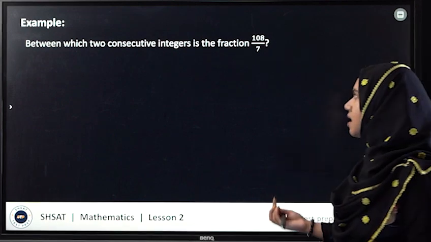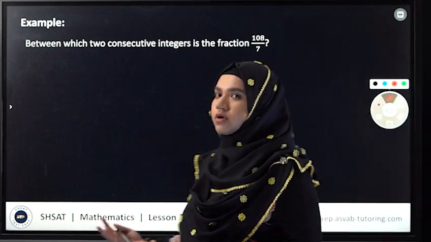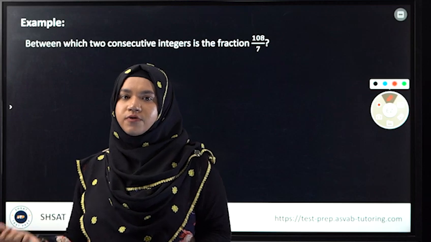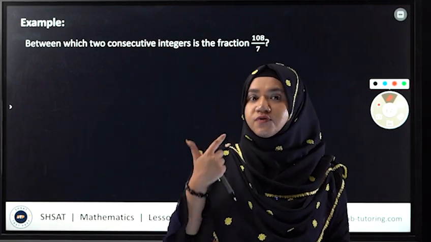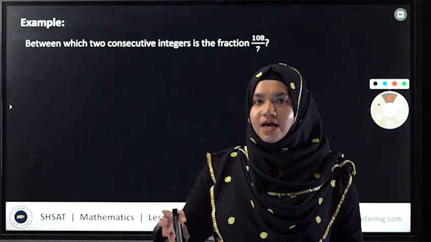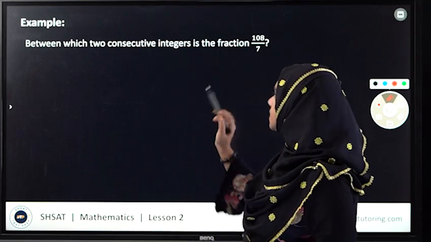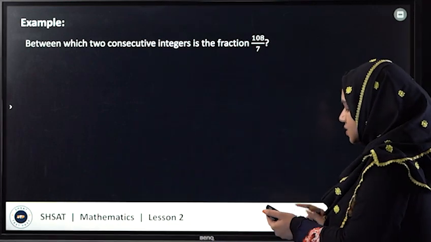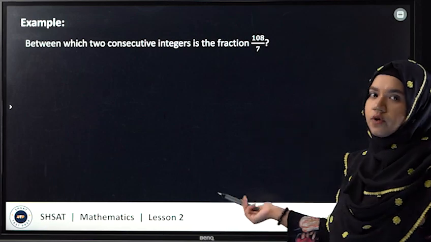If you don't know what these are, consecutive integers mean numbers that go right next to each other. So for example, if you have 1, the consecutive integer for that is 2. For 10, it's 11, then it's 12, and so on. So between which 2 consecutive integers is the fraction 108 over 7?